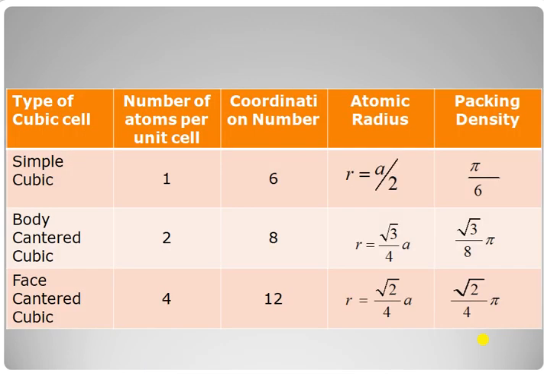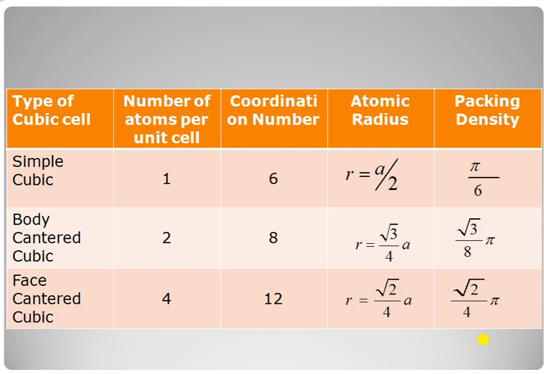Now, this is the table which indicates the number of atoms per unit cell, coordination number, atomic radius, and packing density of the simple cubic, BCC, and FCC. Now, in simple cubic, the number of atoms per unit cell is 1, the coordination number is 6, atomic radius is a upon 2, packing density is pi by 6.